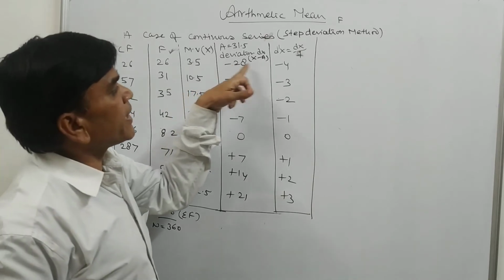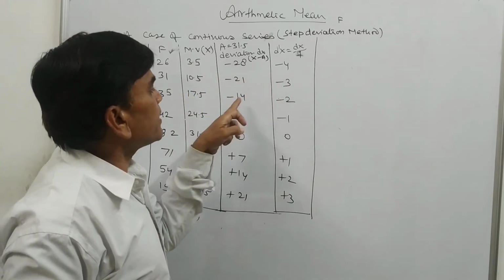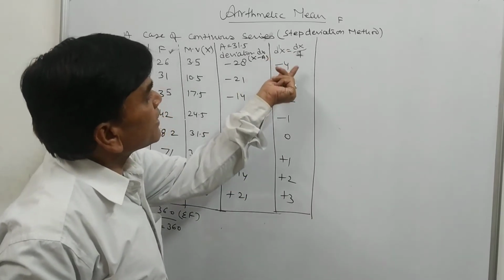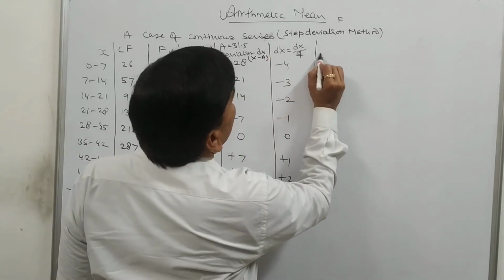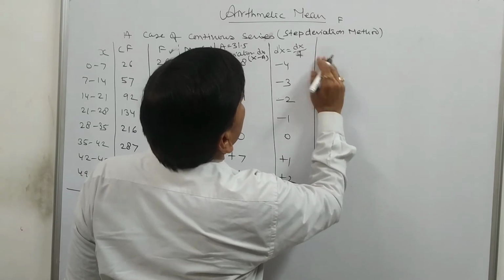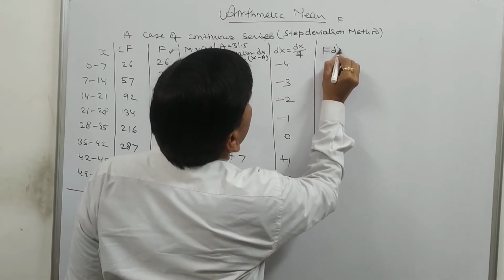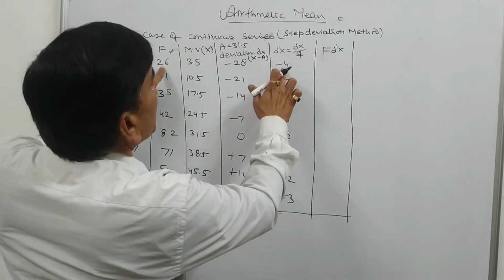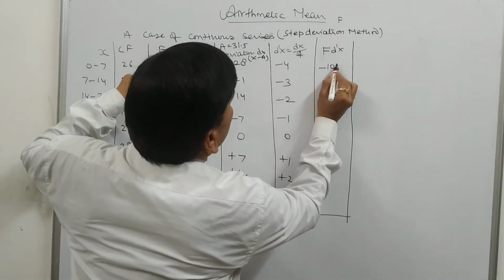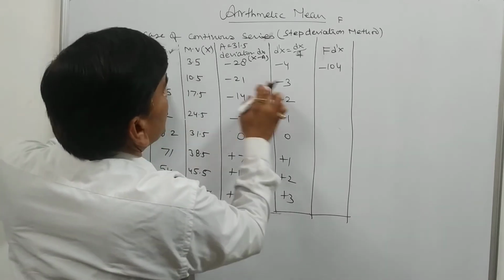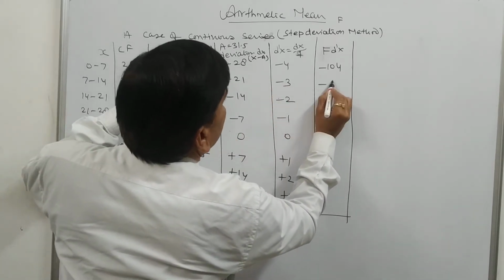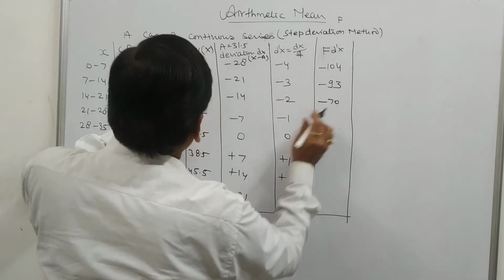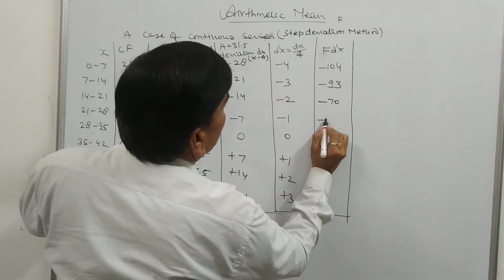So 28 divided by 7, 21 divided by 7, 14 divided by 7, 7 divided by 7. This way we are getting d dash x. Now we require f d dash x, the multiplication of f and d dash x. So 26 multiplied by minus 4 is minus 104. 31 multiplied by minus 3 is minus 93. 35 multiplied by minus 2 is minus 70. 42 multiplied by minus 1.